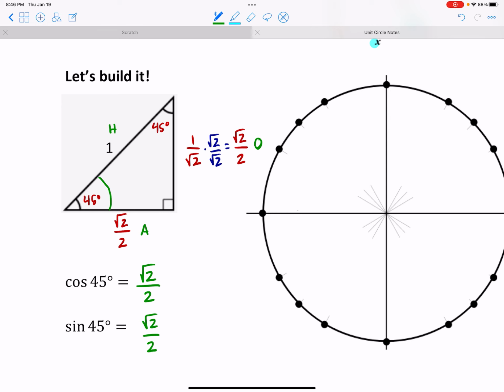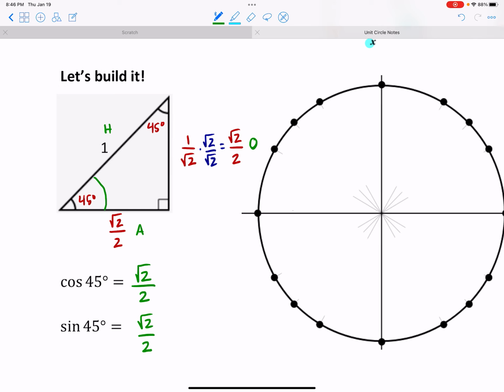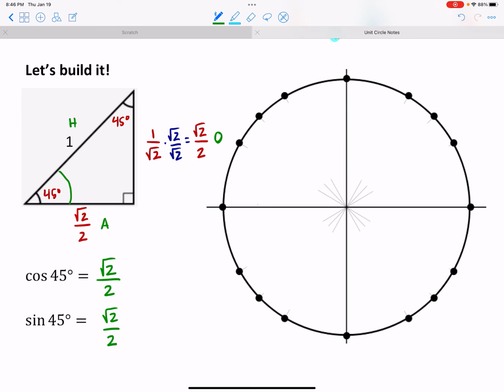Alright, so hopefully so far so good. This is review information. We've got our 45, 45, 90. We found the missing sides using our patterns, and then used cosine and sine ratios to find the cosine and sine of those 45-degree angles. Now, how does this connect to the unit circle?